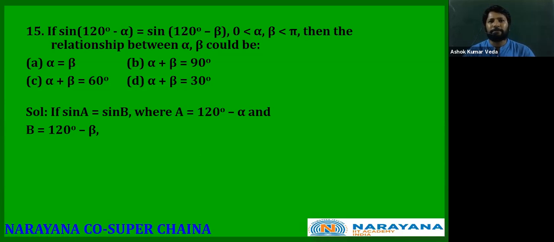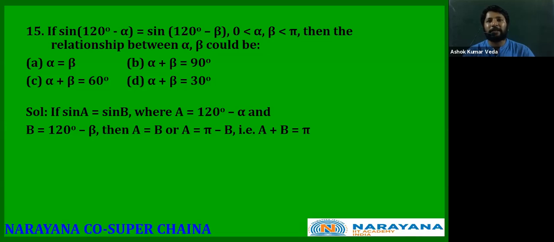So if sin A equals sin B, where we are writing A as 120 degrees minus alpha and B as 120 degrees minus beta, what can we conclude? Think about it. Whenever you have sin A equal to sin B, I can simply say that angle A could be angle B, or angle A and B are supplementary angles. Because let us say 60 degrees and 120 degrees. What is sine 120 degrees? We know that 120 degrees is 180 degrees minus 60 degrees, and therefore sine 120 degrees is simply sine 60 degrees, because sine of pi minus theta is simply sine theta.